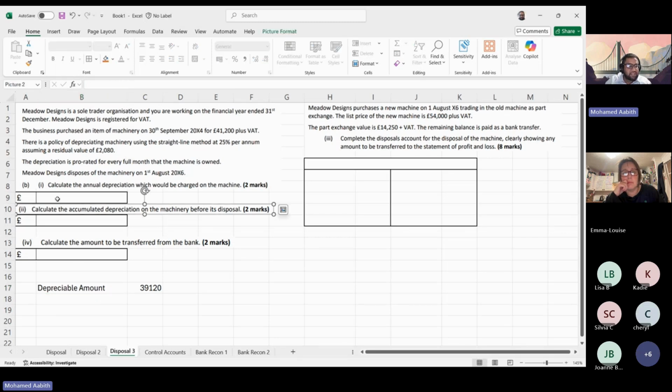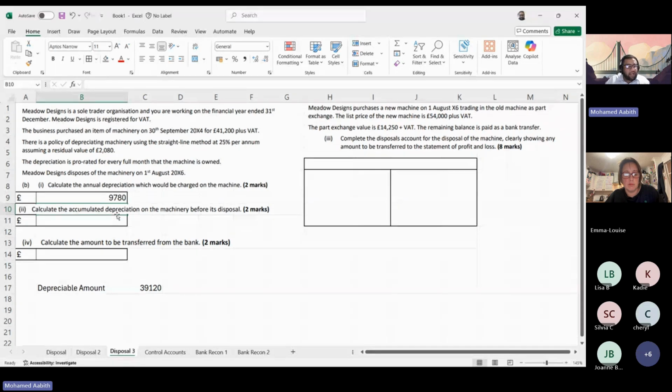So here, this amount is going to be a quarter of that amount we have calculated here, divided by 4. That gives you 9,780. This is the charge for every year. Annual depreciation charge is 9,780. They're asking you to calculate the accumulated depreciation on the machinery before its disposal.